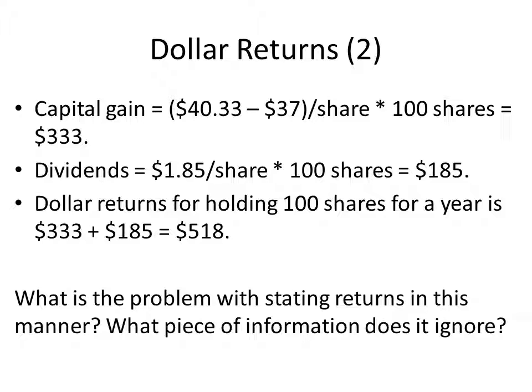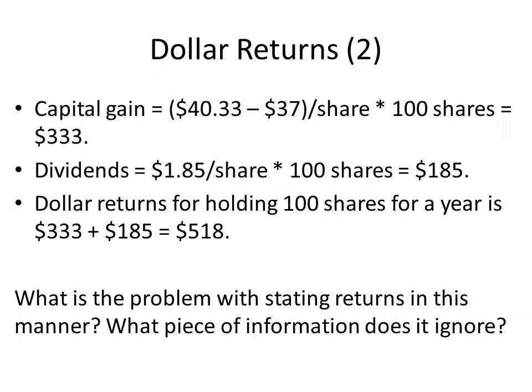Let's start with the capital gain. If you sold the stock for $40.33 per share, but you only paid $37, that means that you made $3.33 per share. And since you purchased 100 shares, we need to multiply by 100 and find that our dollar gain for the capital gain is $333.